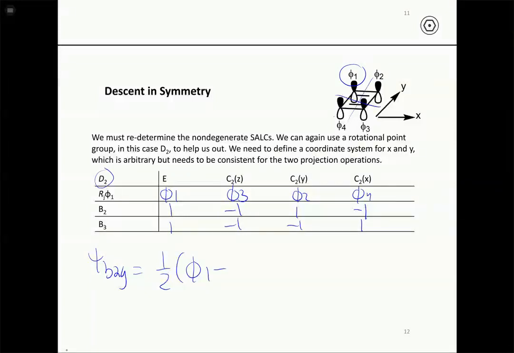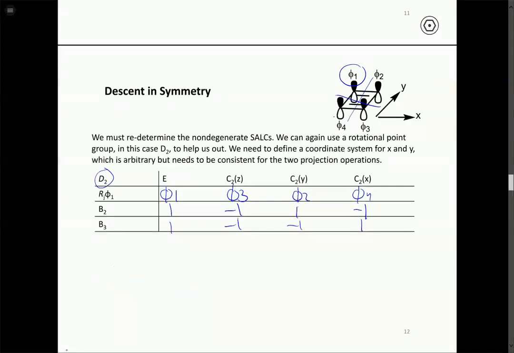Alright, I messed something up here. Let me go back a little bit. You have to remember the possibility of the signs changing. So when we do these operations on the pi SALCs, I was getting ahead of myself, in too much of a hurry. C2Z is going to keep the sign the same. It's going to rotate perpendicular to the plane, so phi 1 is going to rotate onto phi 3. But when we do the perpendicular C2s, the ones that are in the plane of the molecule, C2Y is going to rotate phi 1 onto the negative of phi 2.